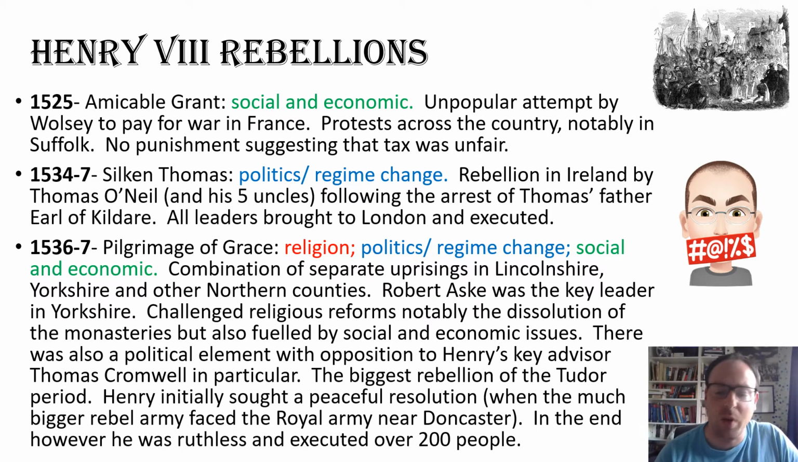So we see another rebellion about a tax, essentially the Amicable Grant, which was Wolsey's attempt. Wolsey was the chief minister to Henry at the time, which was an attempt to raise money to pay for a war with France. There's protests across the country, notably in Suffolk. But again, this was partly a matter of people not wanting to or not being able to pay the tax that they were asked for. It causes problems between Henry and Wolsey, a bit of a humiliating climb down.